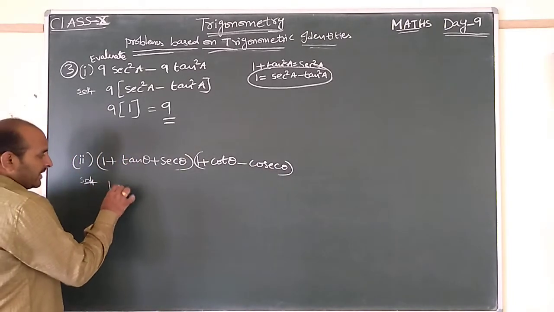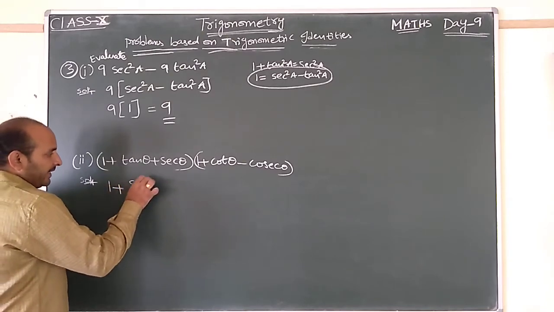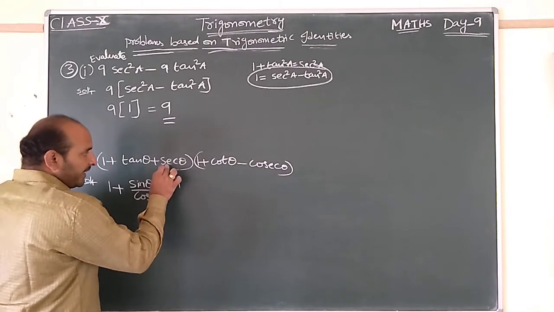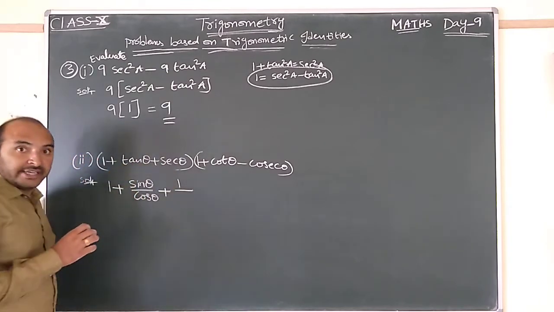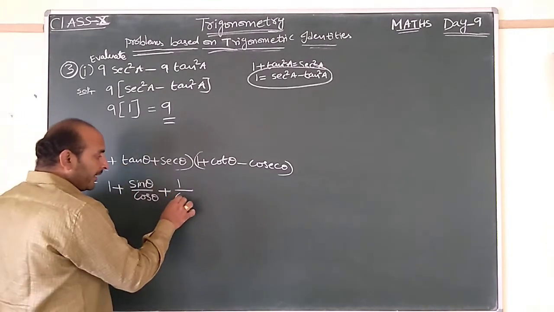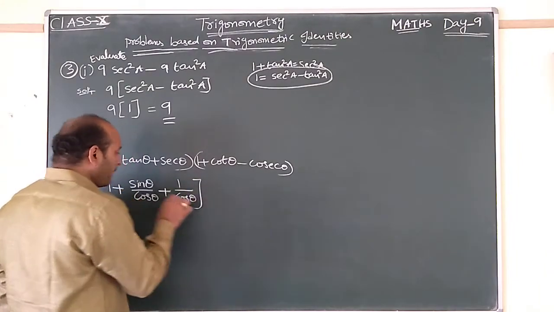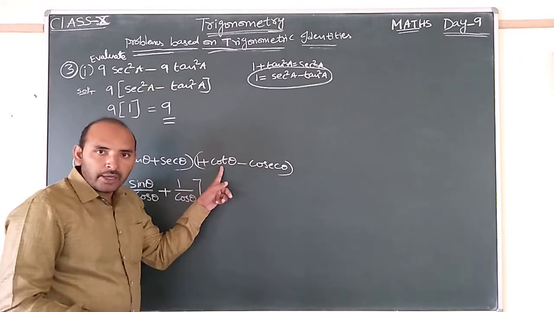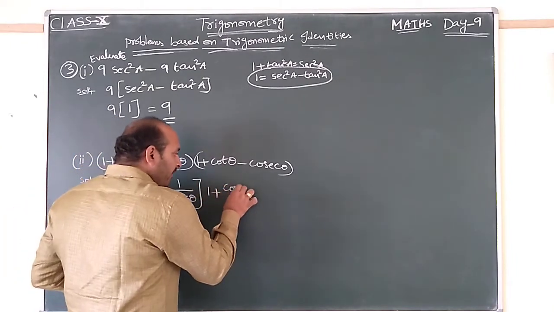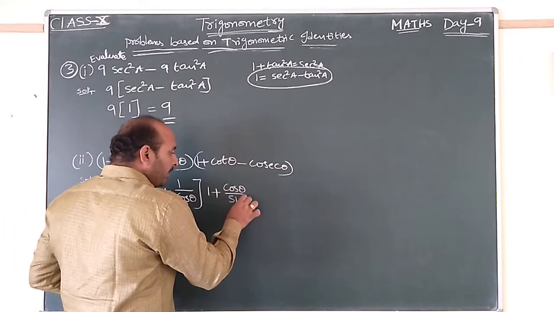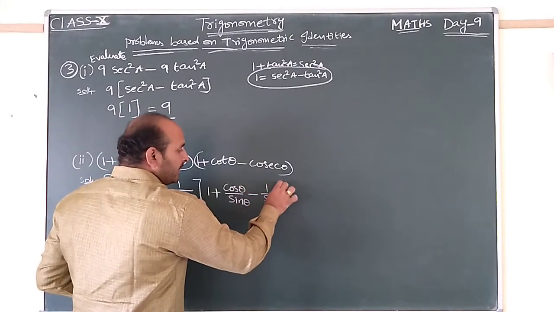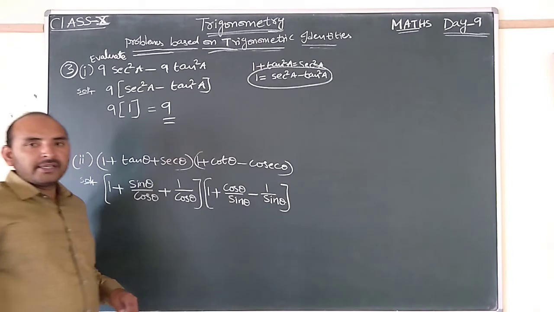So 1 plus tan theta is sin theta divided by cos theta, plus secant theta, the reciprocal of cos theta, 1 divided by cos theta. 1 plus cot theta is cos theta divided by sin theta, minus cosecant theta, 1 divided by sin theta.